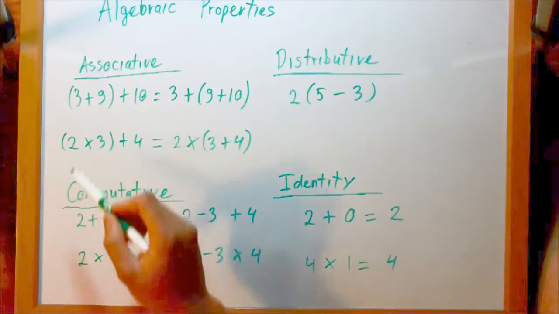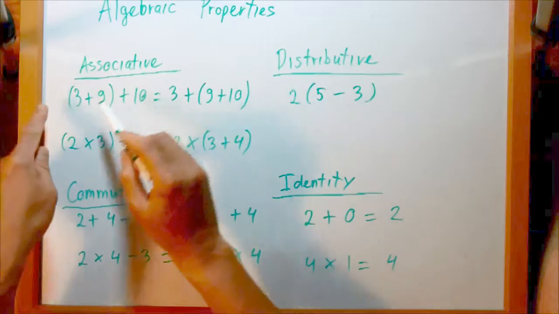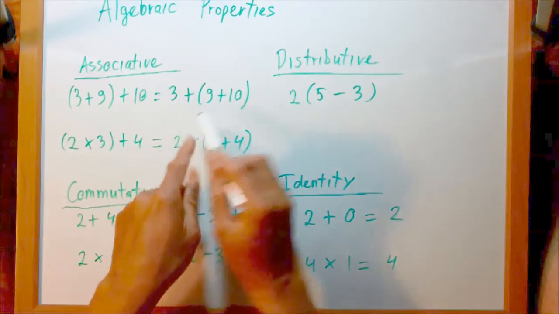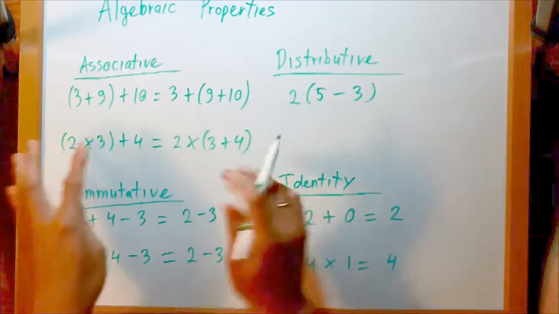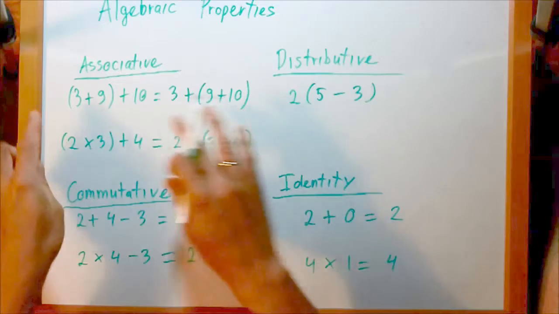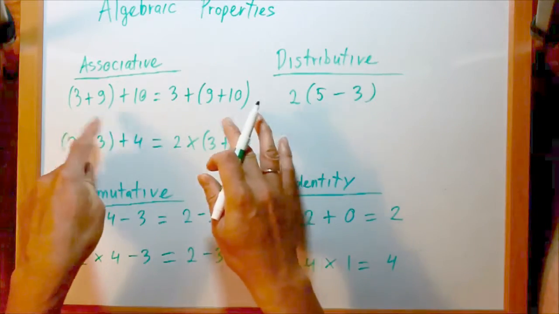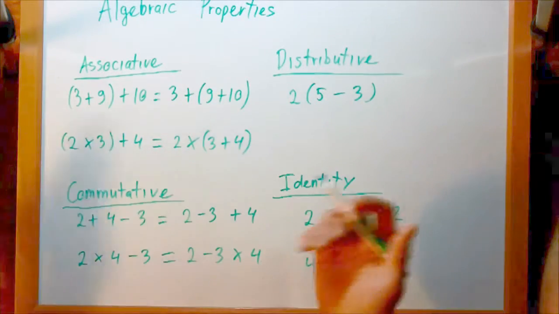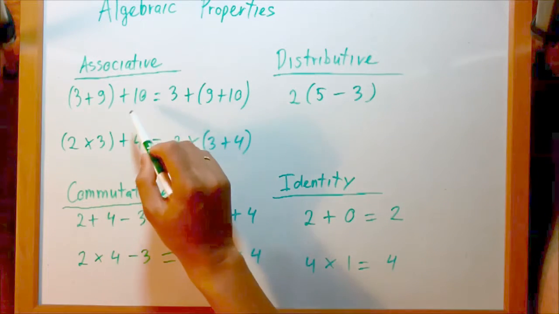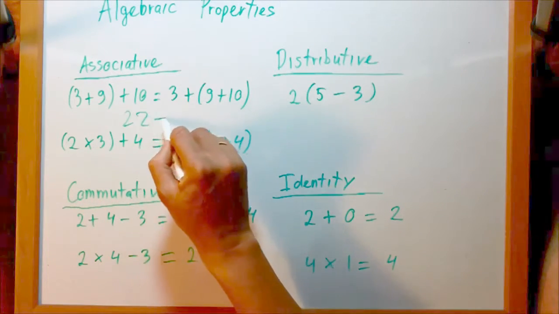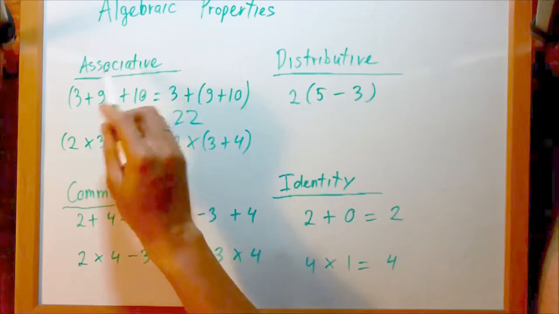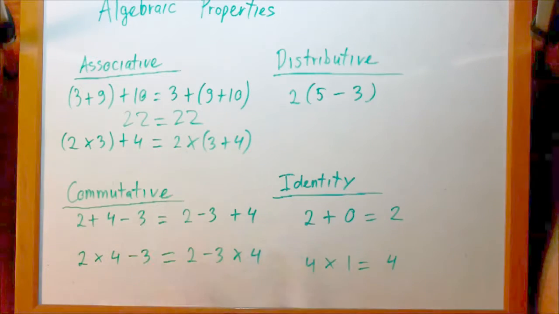What it means is that we can group 3 plus (9 plus 10) is equal to (3 plus 9) plus 10. So the different orders of how we compute these two sides of the equation will give us the same answer. So here we have 3 plus 9 is 12 plus 10 is 22, equals over here is also 22. So that's the associative property.